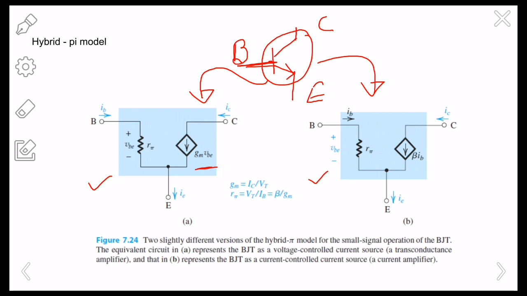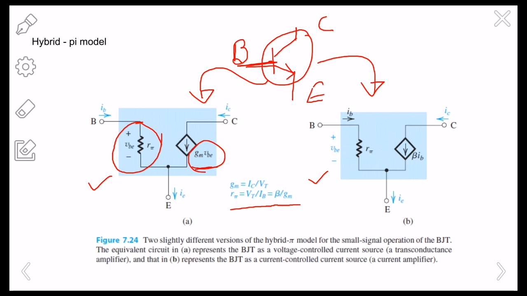gm is your transconductance. You will be finding it by dividing IC by VT, right? And VBE is the voltage across this R pi. The value of R pi, you can find by doing VT by IB. If you divide the thermal voltage, that is 26 millivolts, by IB, the DC base current, then you will find the R pi. The voltage across R pi will be used in this value, gm VBE. Okay, so this is one way.